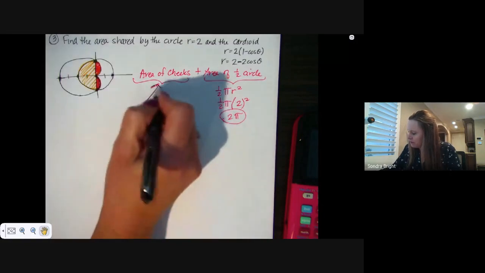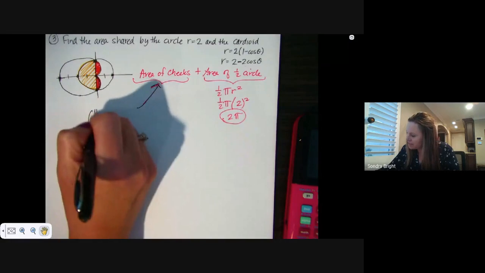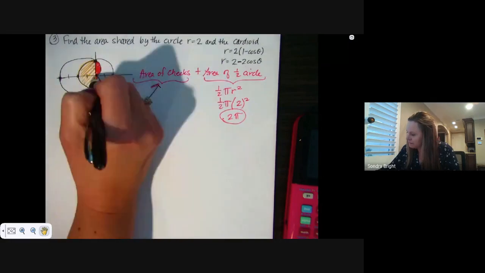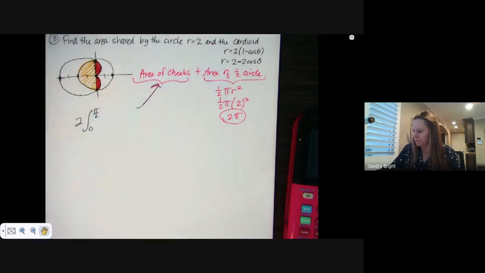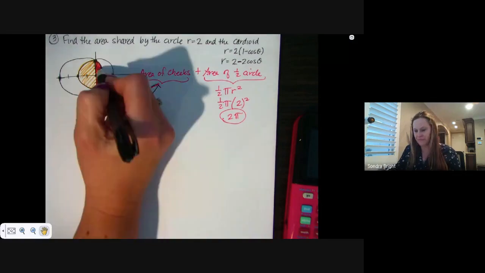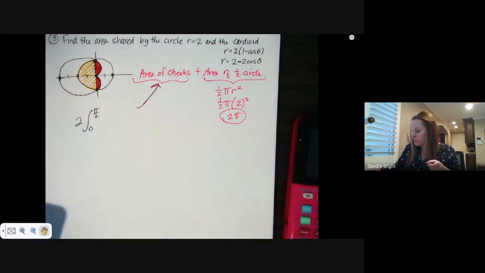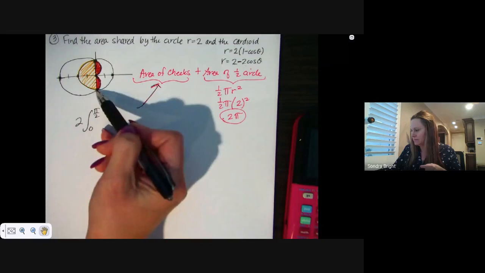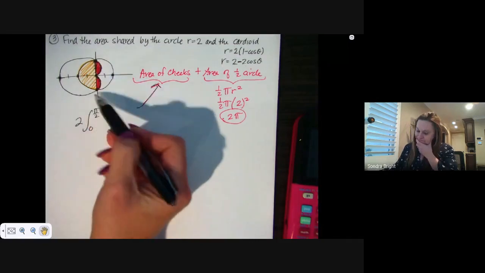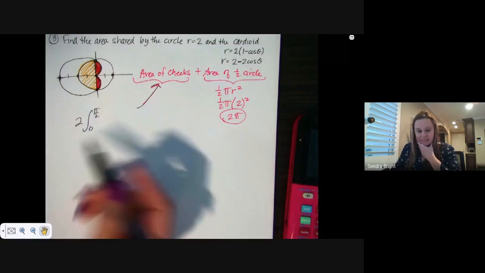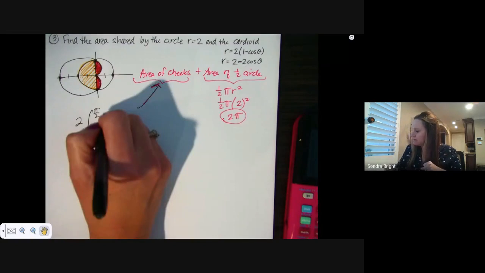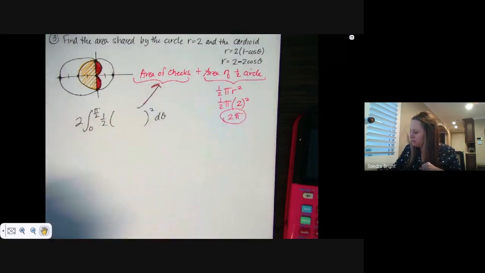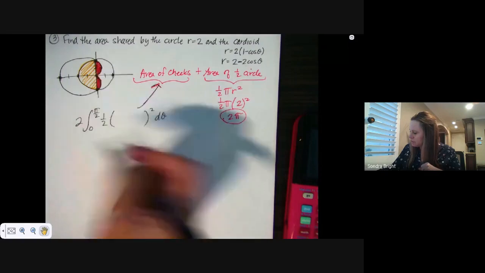I'm going to integrate from 0 to pi over 2. That'll generate this area here. And then I'm going to multiply that times 2 to get the bottom cheek also. It also works if you went from negative pi over 2 to positive pi over 2. That'll get you that guy. Anyway, more than one way to do it. I think this is the easiest way. And then it's 1/2 r squared d theta. And your r this time, you're just on the cardioid, so it's 2 minus 2 cosine of theta.